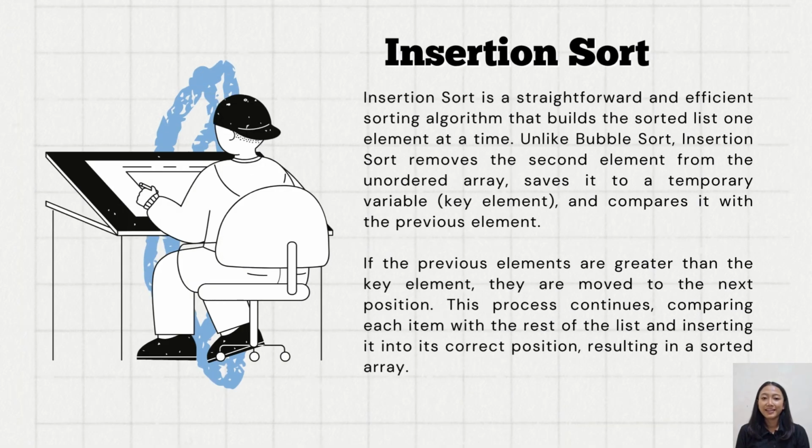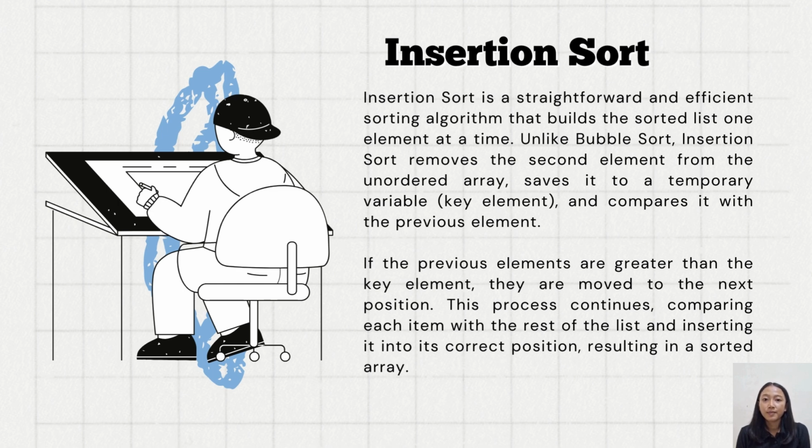The second topic is insertion sort. What is insertion sort? Insertion sort is a straightforward and efficient sorting algorithm that builds the sorted list one element at a time. Unlike bubble sort, insertion sort removes the second element from the unordered array, saves it to a temporary variable or key element, and compares it with the previous element.